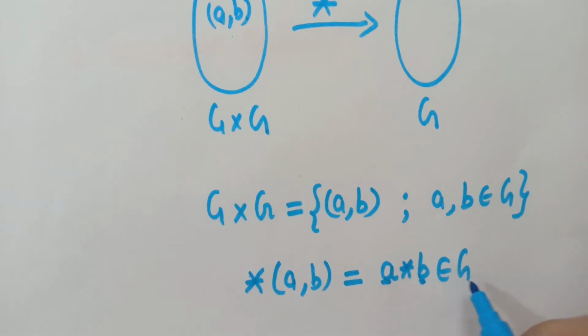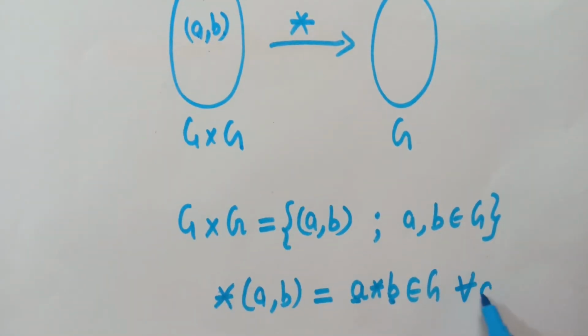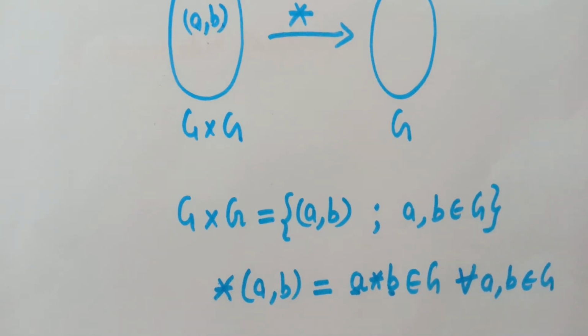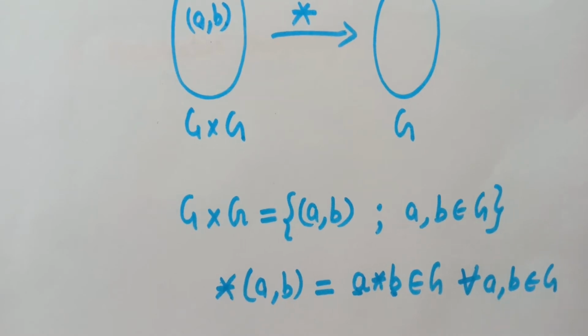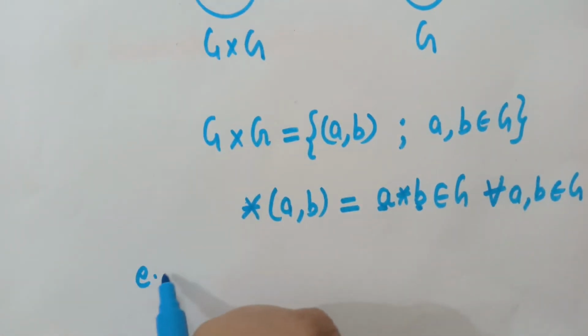And since it does so for every ordered pair in G cross G, this holds for all A, B belonging to G. So in layman's language we can say that a binary operation is an operation which combines two elements of a given set to give an element of the same set. Now let us consider some examples.